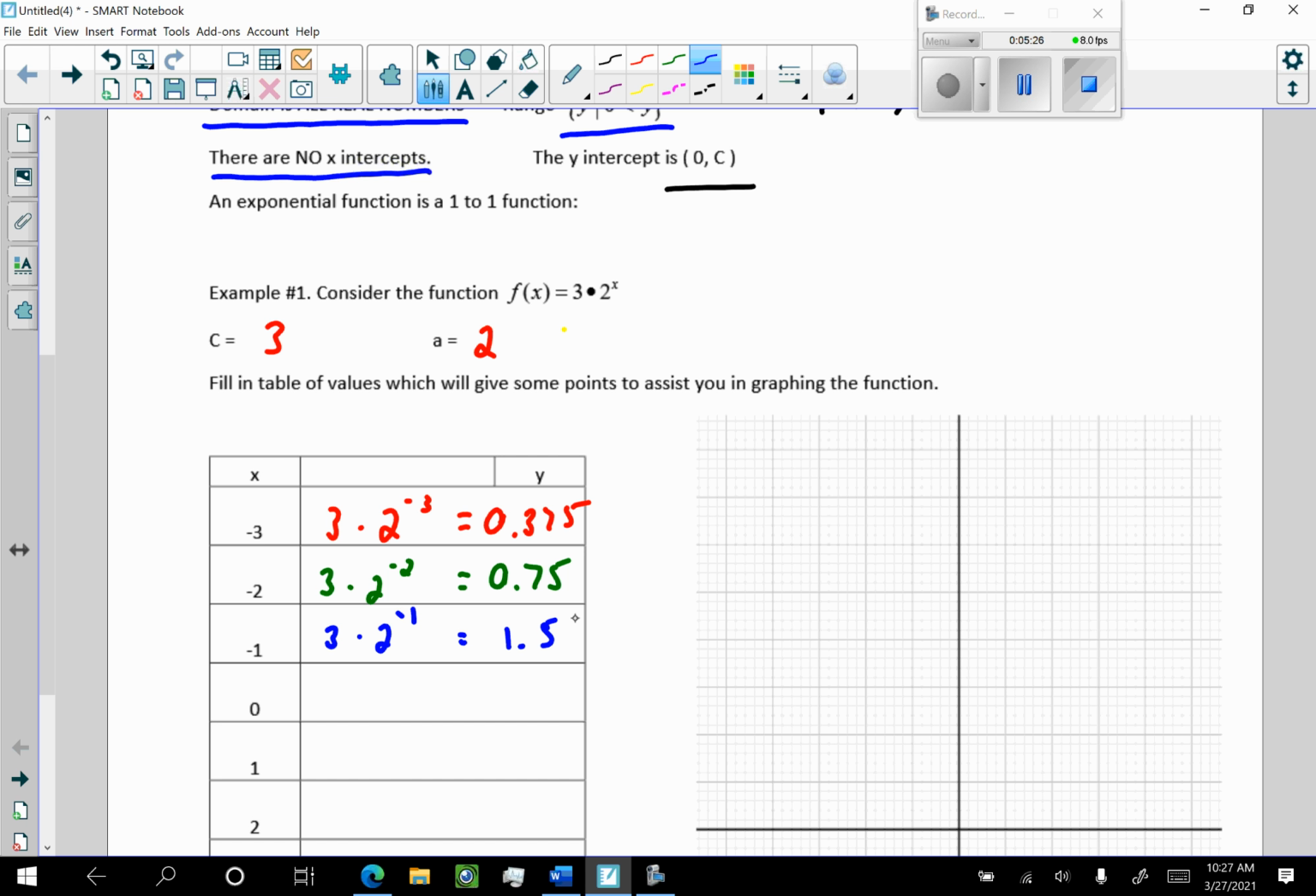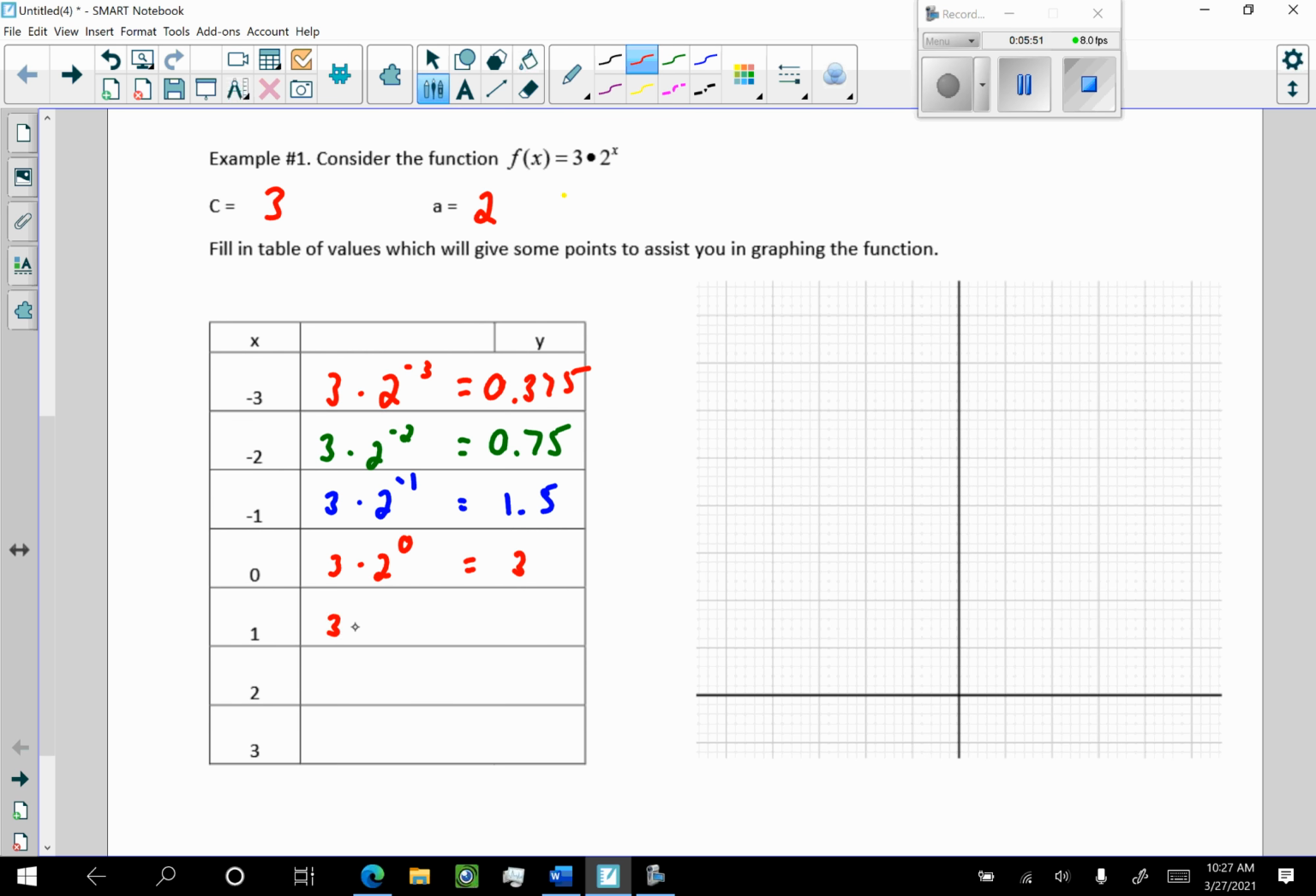And we've already evaluated it at 0, but we'll put 0 in for it again. If I put 0, looks like I'm going to get 3 times 2 to the 0. 2 to the 0 is 1. 3 times 1 is 3. Keep in mind this row here are my y's. I have my x's and my y's. And then if x is equal to 1, looks like it's going to be 3 times 2 to the 1. And that's going to be 3 times 2 is 6.